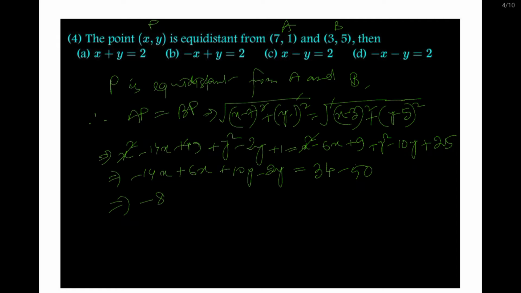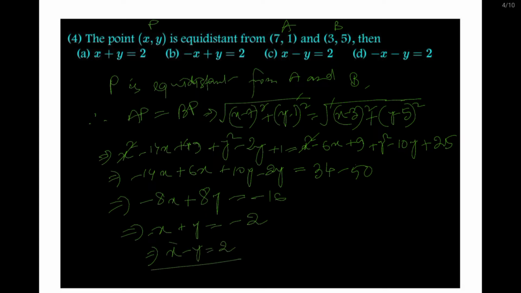These two will become minus 8x, and 10y minus 2y will be 8y, is equal to minus 16. Dividing by 8 we get minus x plus y is equal to minus 2, and multiplying the equation by minus 1 we get x minus y is equal to 2. So x minus y is equal to 2 is the answer, option C. That's all for this question.